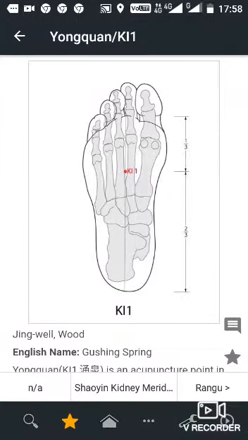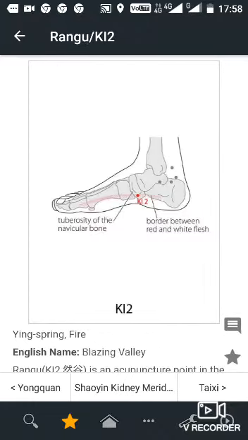Kidney meridian, KI. Key 1, location. Approximately at the junction of the anterior and middle third of the sole, excluding toe. Key 2, location. On the medial side of the foot, in the depression distal and inferior to the navicular tuberosity, at the junction of the red and white skin.